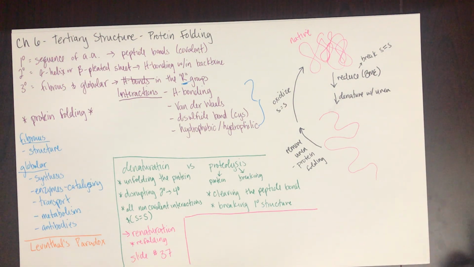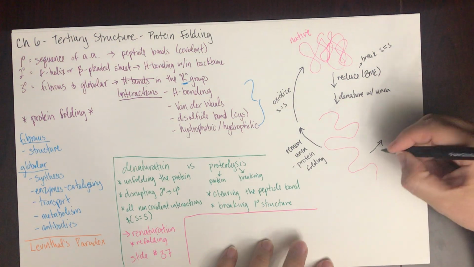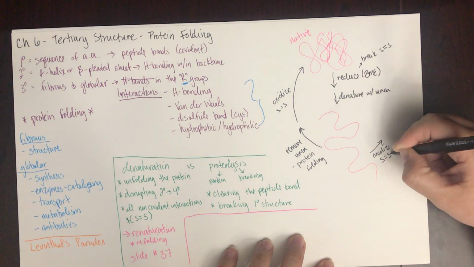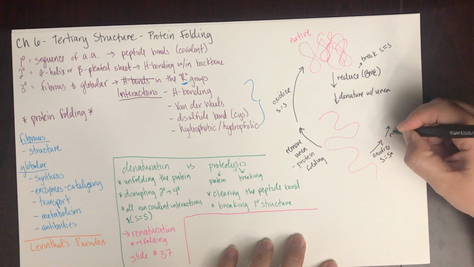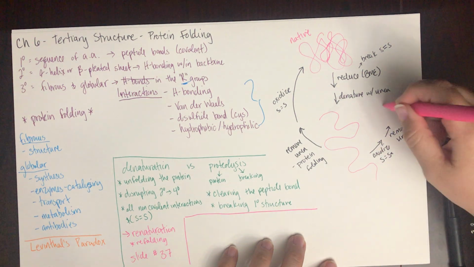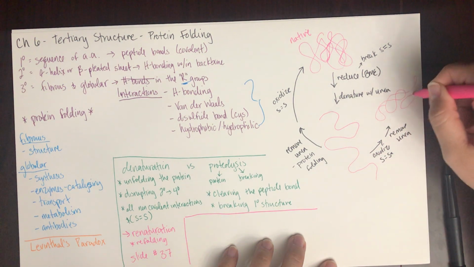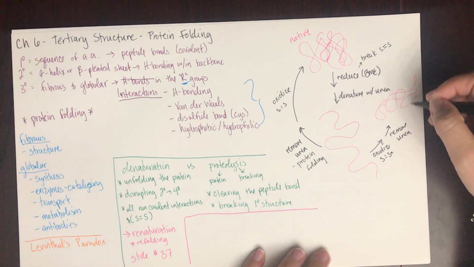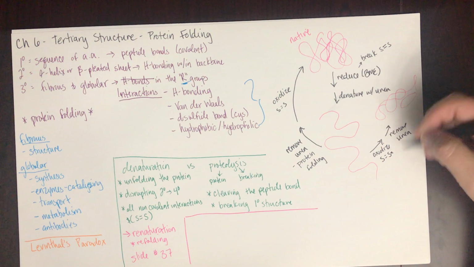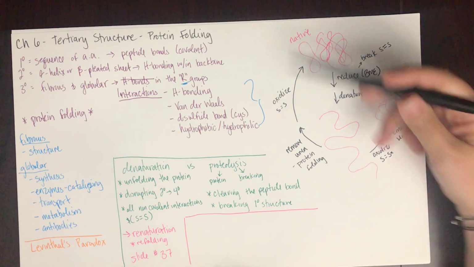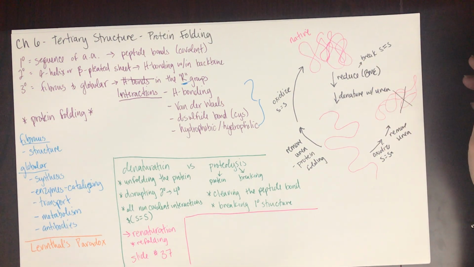They found that if you did the opposite, if you oxidize first and then you remove urea, you do not have a functional protein. You have something that's kind of folded, but you have random disulfide bonds in here because you oxidized first, and this is not the functional protein. So we know that you can denature a protein and then renature it again.